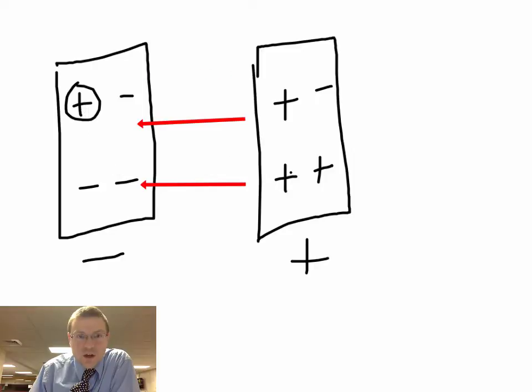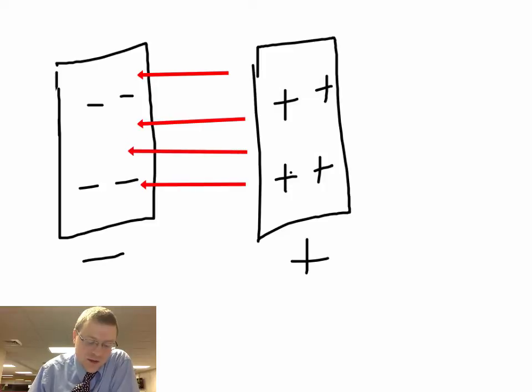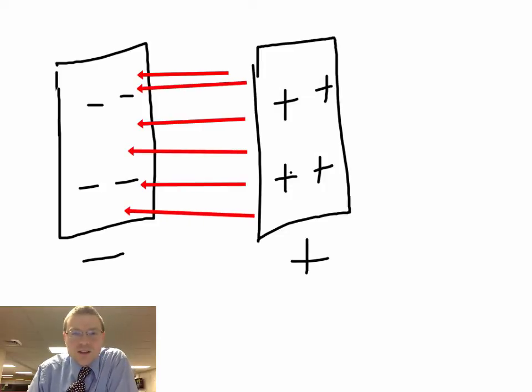So if I do the work, I can make one plate completely negative and make the other plate completely positive. So I've stripped all the electrons off of one plate and pushed them onto the other plate. It takes energy to do that, and when we do that, we have now set up electric fields. And since there's an electric field between the two plates, that means there must be a potential difference.